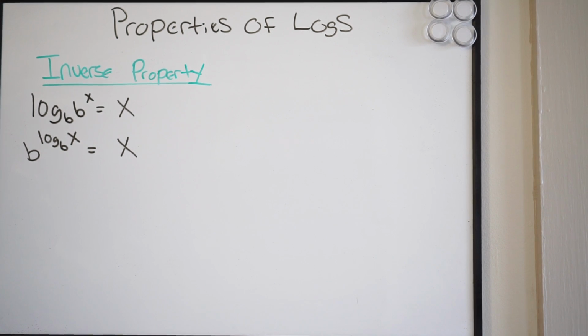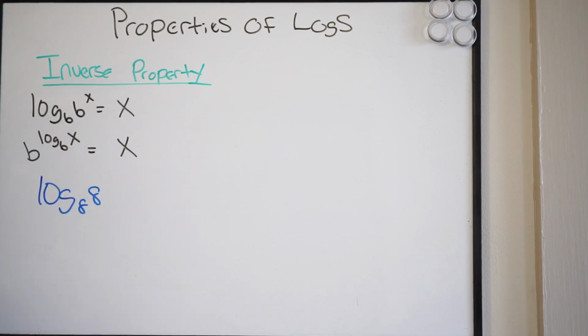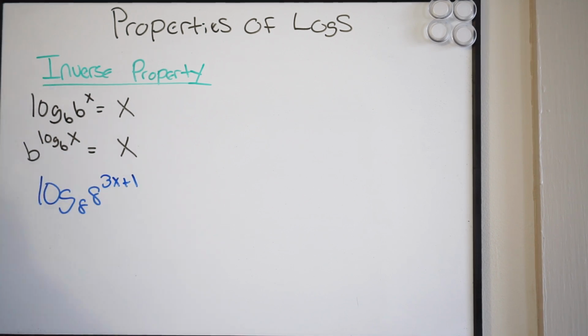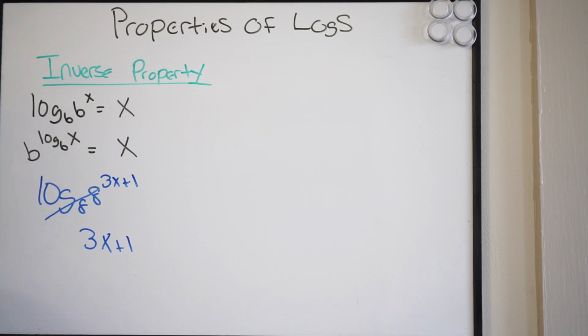So starting out simple, if we have log base 8, and then we have 8 to the 3x plus 1. Well, based on the inverse property, we can see that these are simply going to cancel out, right? So we can simply just cancel these out, and we'll be left with 3x plus 1. All right, that's it. That's the inverse property.